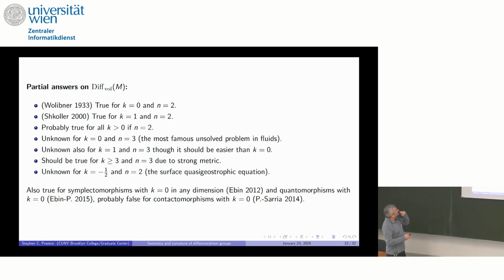On the volume preserving group, it's of course famously true in 2 dimensions for a standard fluid from Vladimir and some others back in the 30s, Gunter as well. Scholar proved it's also true for k equals 1. Of course, things get better as k increases always. So this is an easier proof than the original one. Probably true for all values of k, but I don't think anyone's studied this.